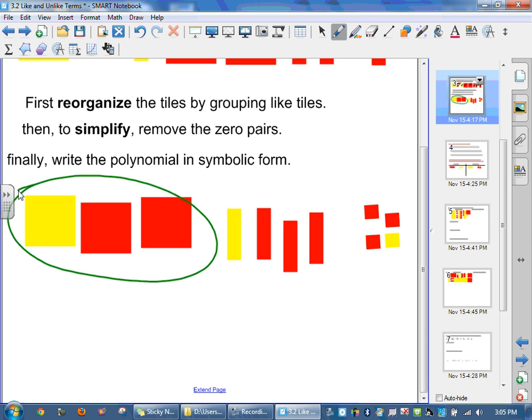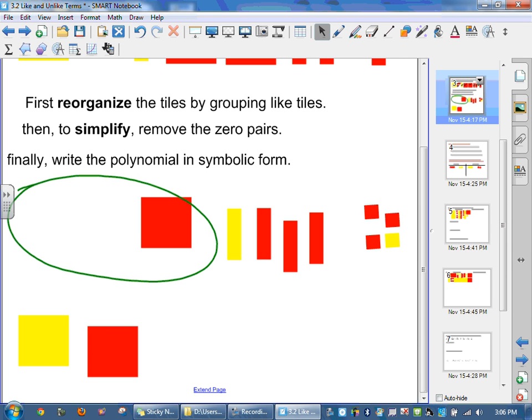When I'm looking at the first set I have here, what you've got to do is take away the opposite colors. We're making 0 pairs. So the ones that are opposite sides together, we're going to pull out of there. They don't belong there anymore. How many do I have left over? 1. What kind of 1? Good. It's a negative 1x squared I have left over, isn't it?